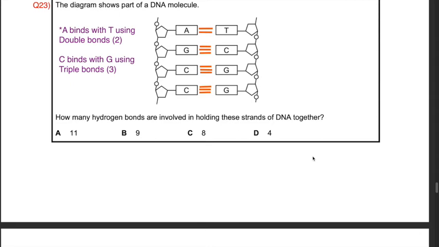And how many hydrogen bonds are involved in holding these 2 strands together? Well, let's carry out the math. A binding with T using 2 hydrogen bonds, G binding with C using 3, then C binding with G using 3 again, C binding with G again using 3 hydrogen bonds. Therefore, 2 plus 3 plus 3 plus 3 is equal to 11 hydrogen bonds. Therefore, the answer is A.